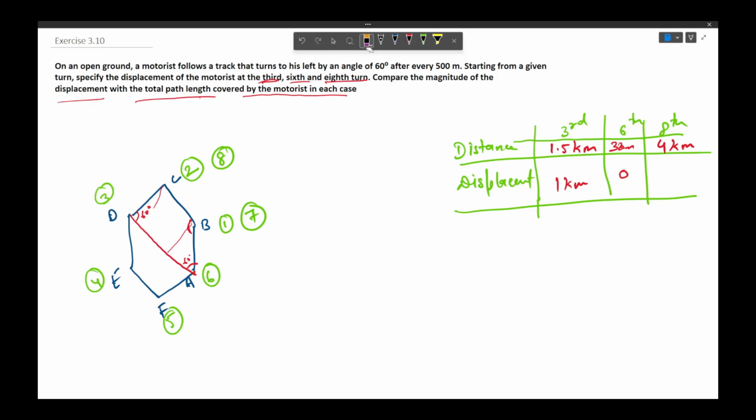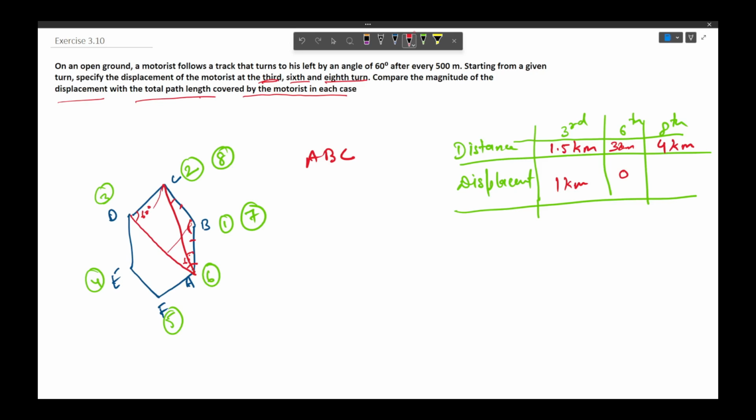And the displacement would be a straight line joining A to C. Now in this triangle ABC, we see that BC is equals to AB, so the opposite angles would be same, and since angle ABC is 120 degree, so angle ACB and angle BAC would be 30 degree each.